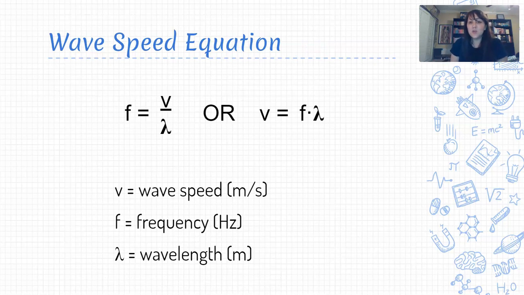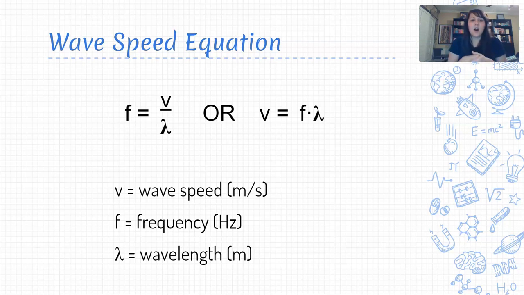And so this brings us to our wave speed equation. We did find that the speed of the wave is always equal to the frequency times the wavelength, but that can be a little bit of a weird way to think about it since wave speed is being held constant for a given situation. So an easier way to think about it would be the first equation here. The frequency is equal to the wave speed divided by the wavelength.